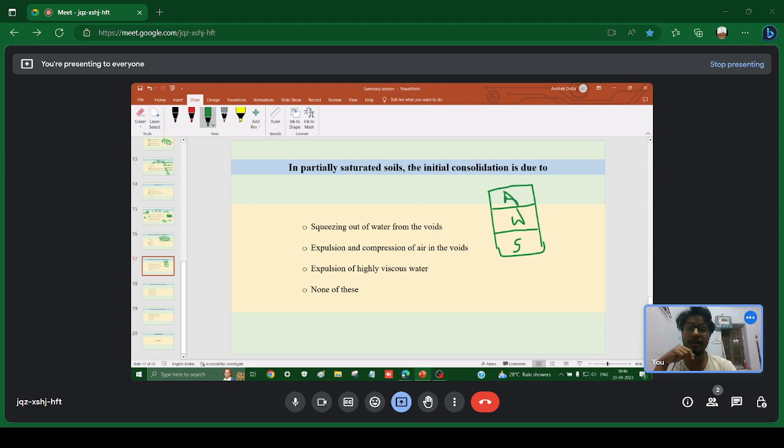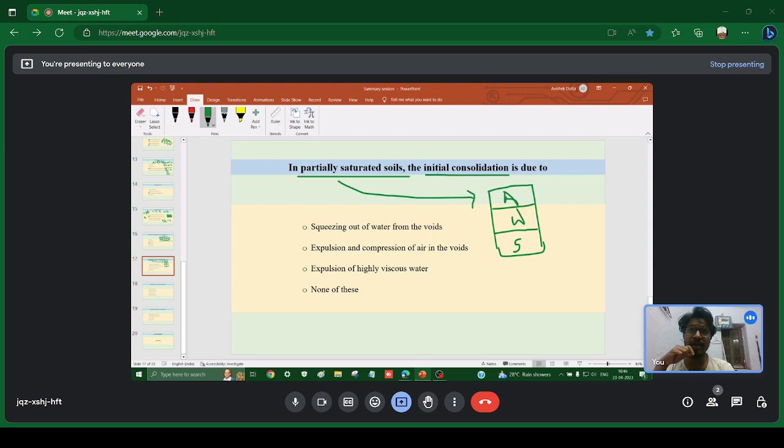The first part that needs to be checked is the initial consolidation. The second part that needs to be checked is partially saturated soils. In partially saturated soils, this kind of soils follow this three-phase system, obviously because it has air in the voids and water in the voids too. So in this case, during initial consolidation, what does it mean? It means the initial phases of load application.